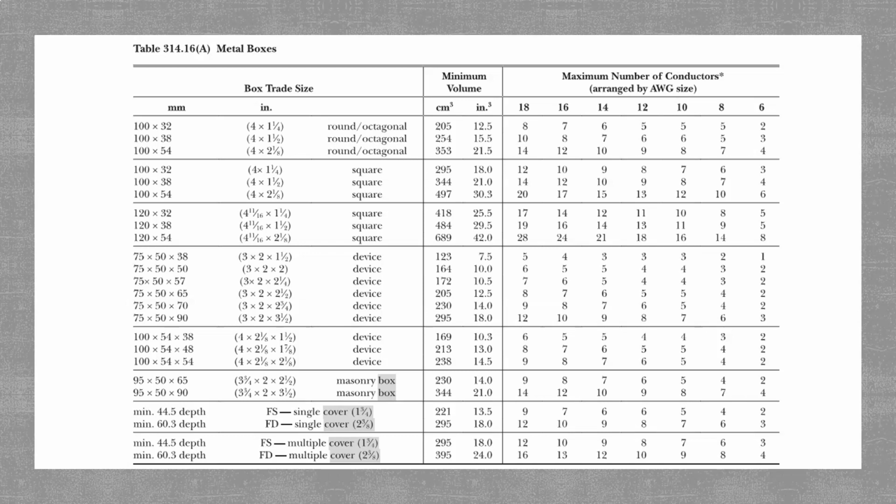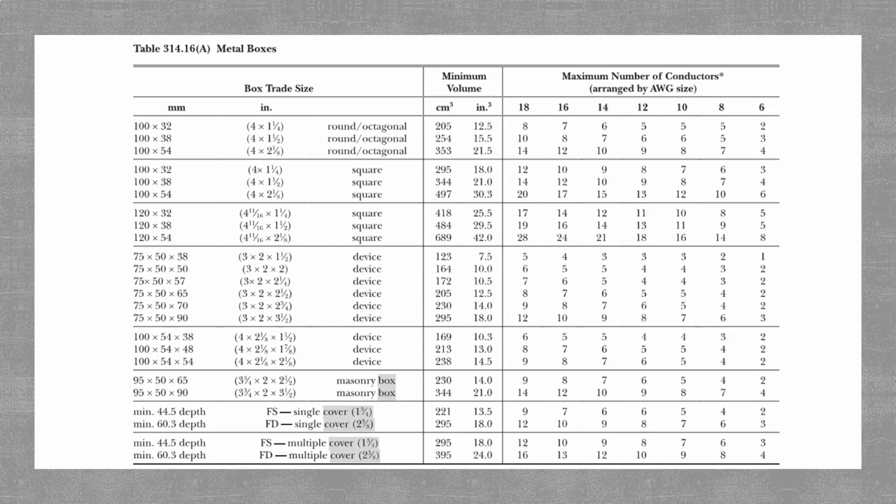And beside that inches column, we can see the actual shape of the box. So we notice our first set of rows are for round/octagonal boxes. Then we have square boxes. Then we have device boxes. Then we have masonry boxes.